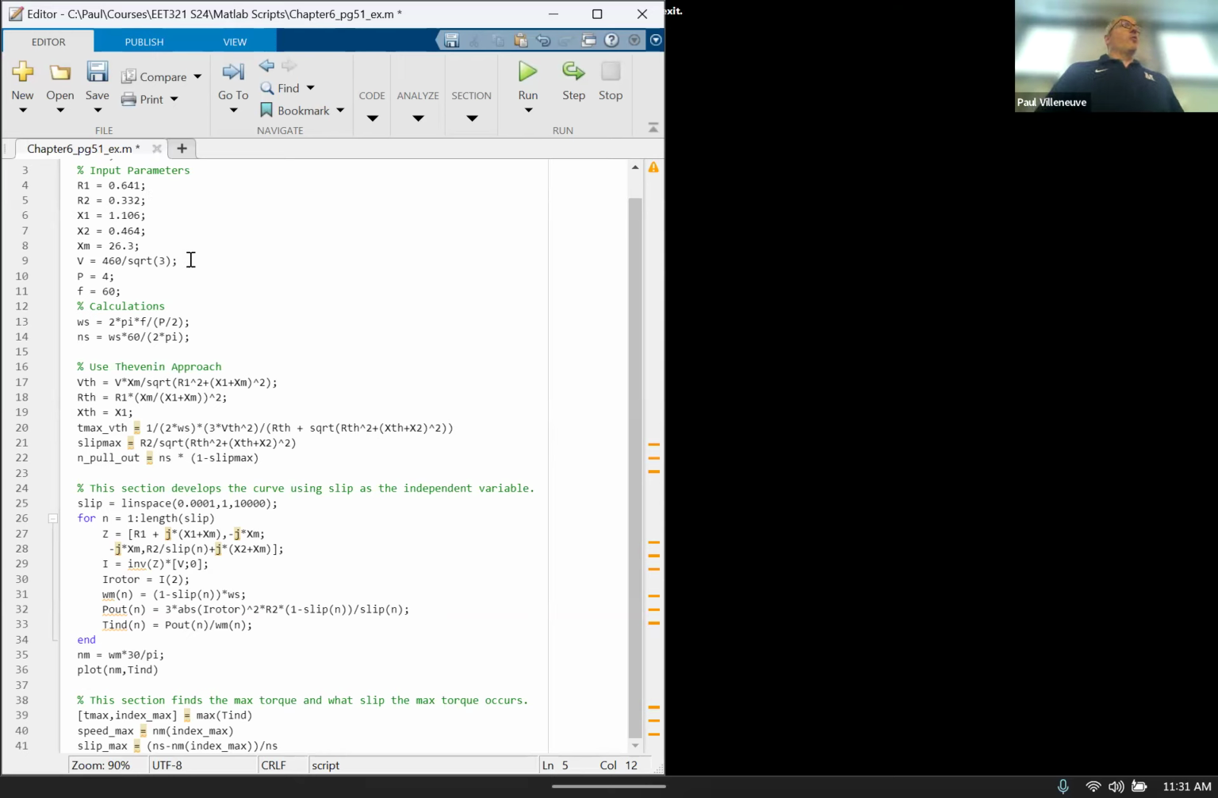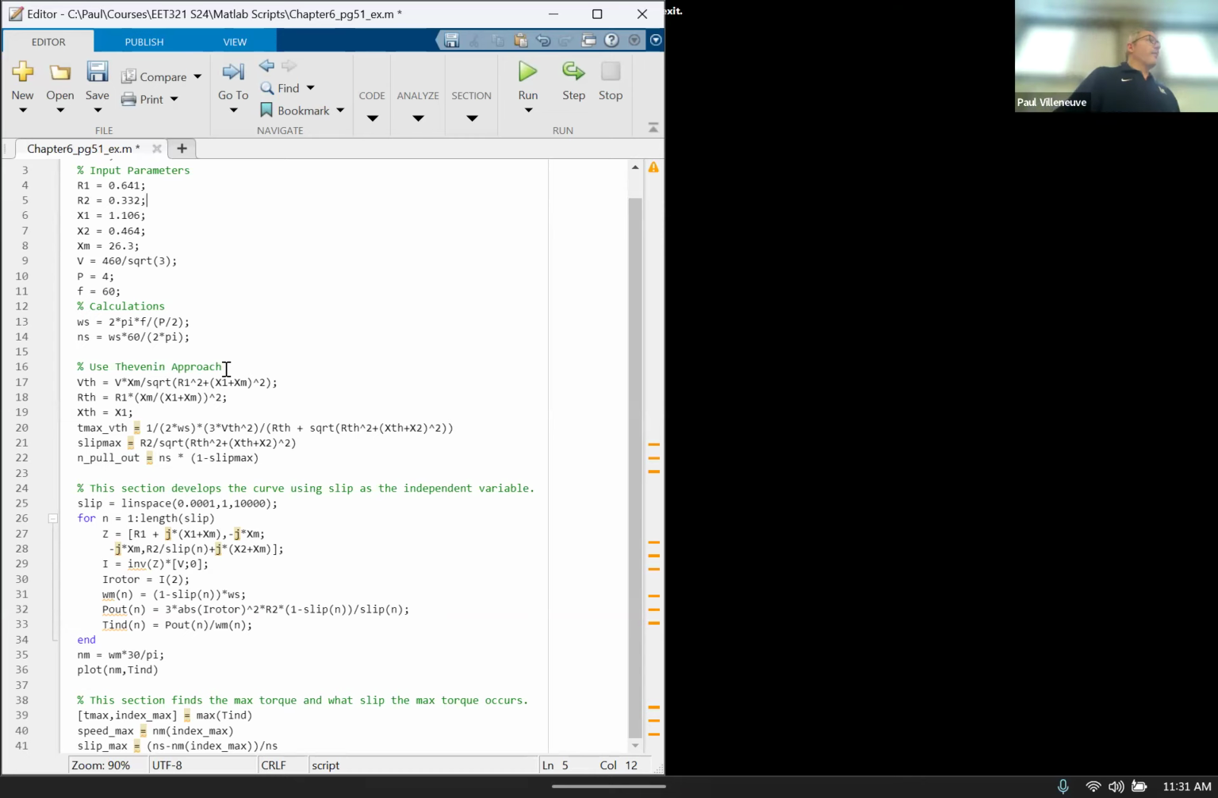Here's my voltage, 460 divided by square root of 3 at an angle of 0. 4-pole machine, my frequency is 60 hertz. What's the first thing I do? I calculate synchronous speed using our equation. Then I calculate n sub s, which is if I need to know things in RPM or radians per second, I can do the calculation.